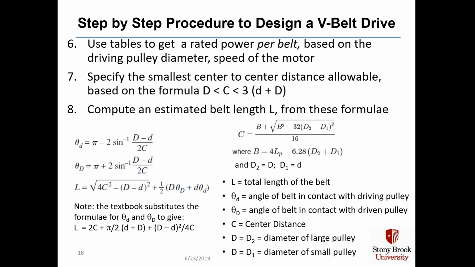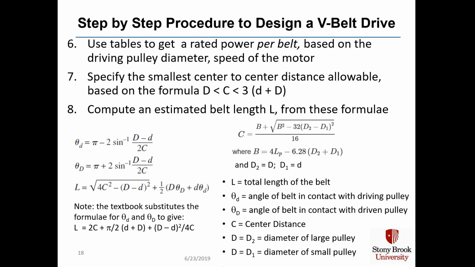You then use tables to get a rated power per belt, and you specify the smallest center-to-center distance allowable based on the formula that the center distance has to be in between the large diameter and 3 times the sum of the small and large diameter. You then compute an estimated belt length L from these formulas shown below, which also tells you how to compute the center distance as a function of the total length of the belt.